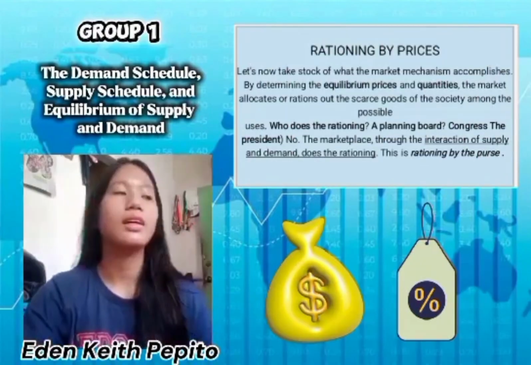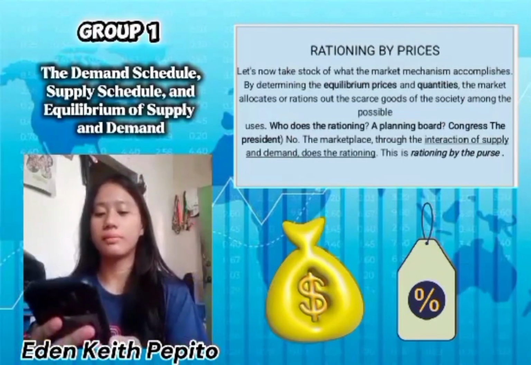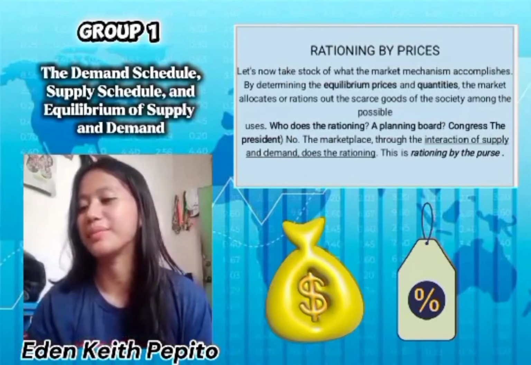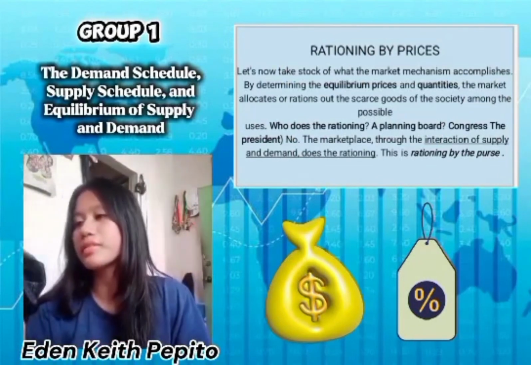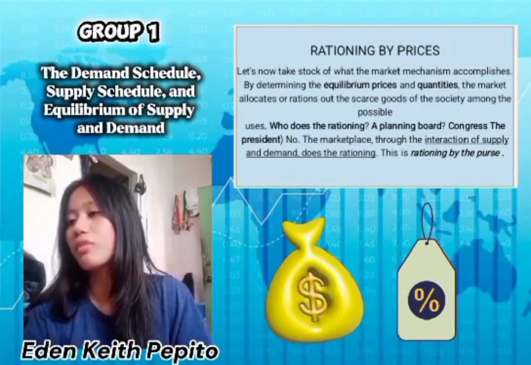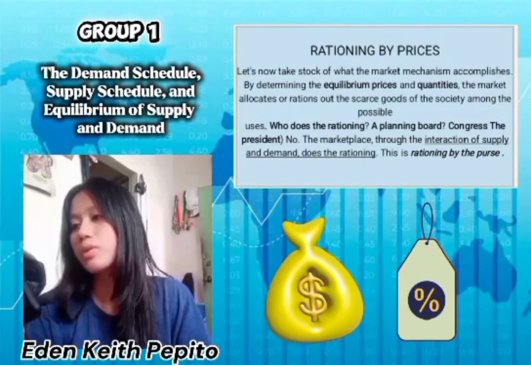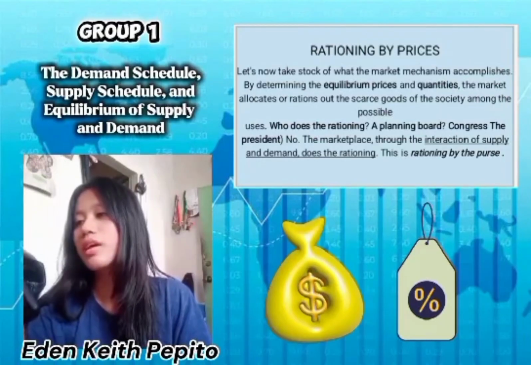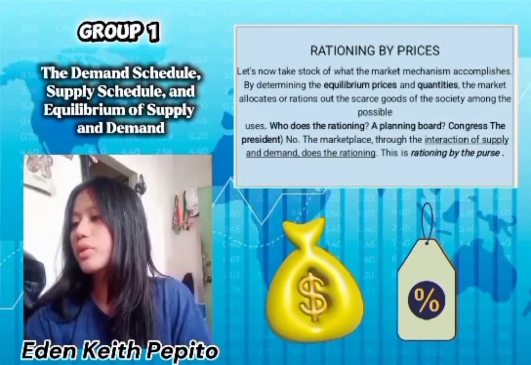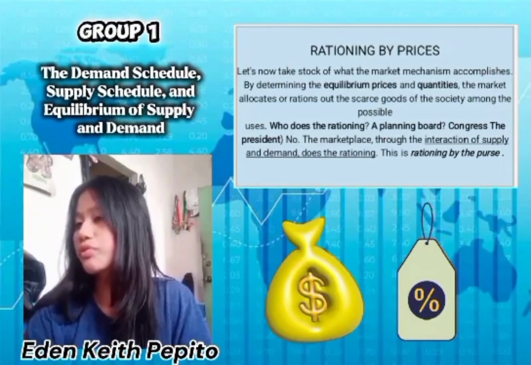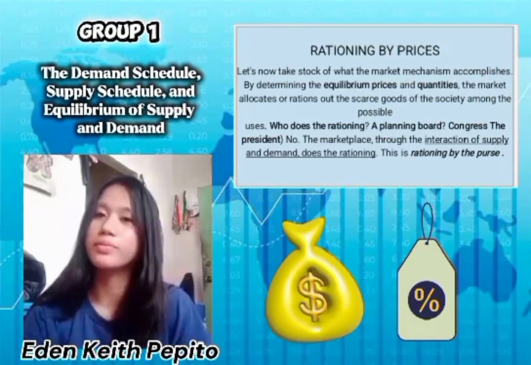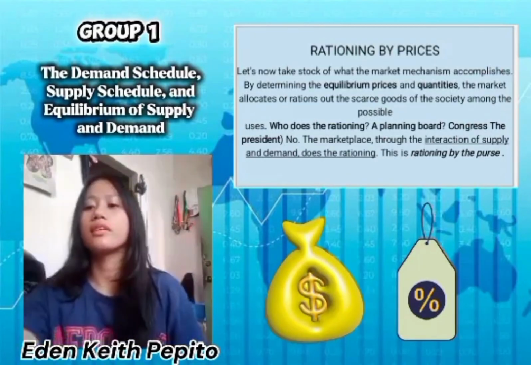Okay, now let us read what is on the PPT. Rationing by prices. Let's now take stock of what the market mechanism accomplishes. By determining the equilibrium prices and quantities, the market allocates or rations out the scarce goods of the society among the possible uses. Okay.